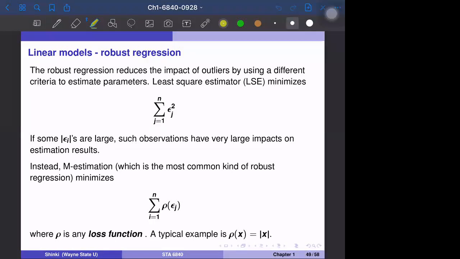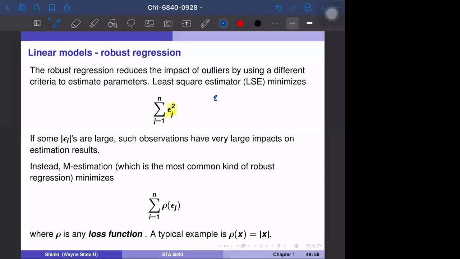So think about the least square estimate. It minimizes the sum of squared residuals. But if we have some outliers, that outlier affects the result a lot. The primary reason is that we are using the square of residuals. The square function is easy to minimize mathematically, and it corresponds to a Gaussian MLE. So we have some positive aspects, but if we have some large epsilon, it has a huge impact.